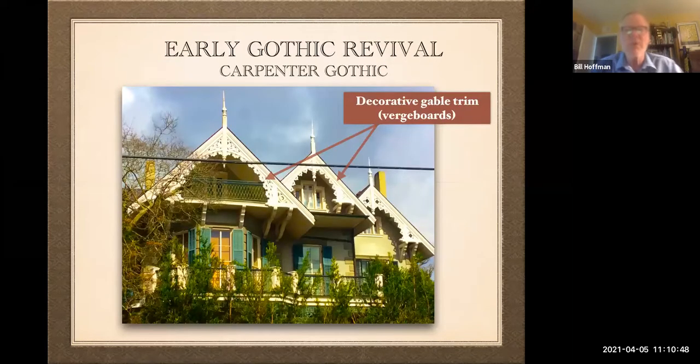Another style that was very popular in the early 1800s was the early Gothic Revival. This is called Carpenter Gothic because it had so much woodwork. Remember, the Gothic Revival buildings usually had a pointed arch, and they had steeply pitched roofs. This particular style, called Carpenter Gothic, had the decorative gable trim. Right under the gable, you can see the decorative trim called verge boards.